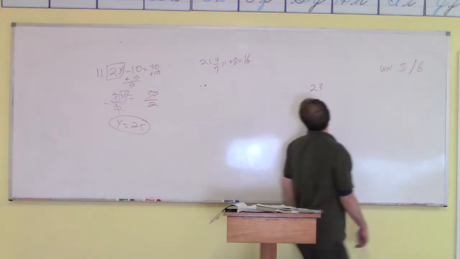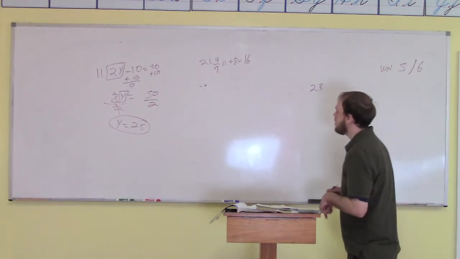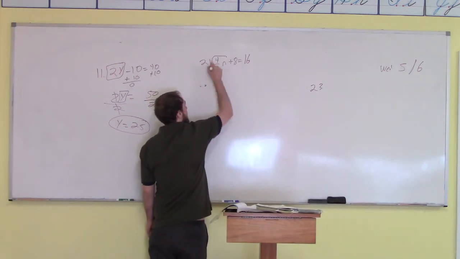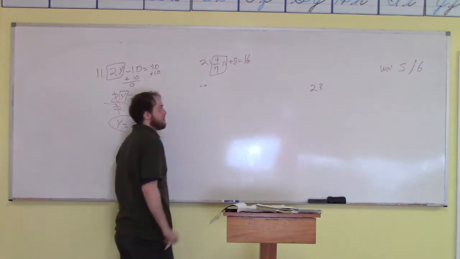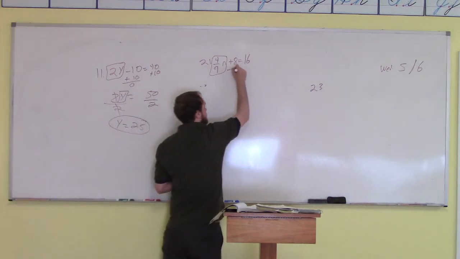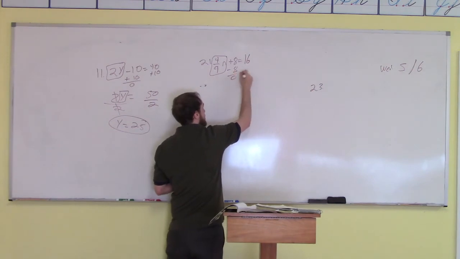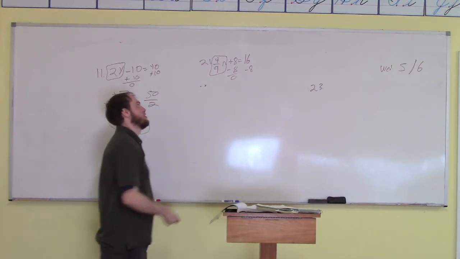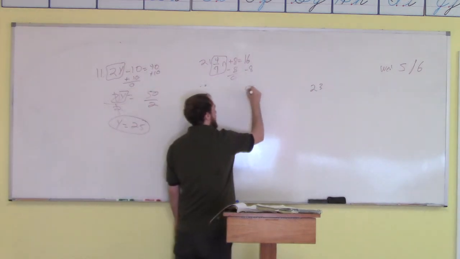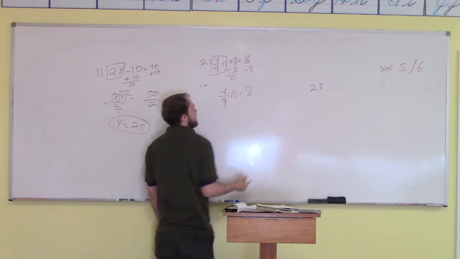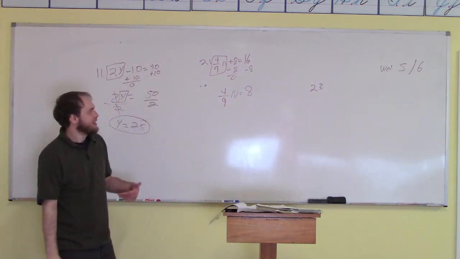Number 21 is going to throw a little bit of it all together. The first thing I have to do is get the variable by itself, so I have to get the 4/9 n by itself. I have a plus 8, so to get rid of it, I have to subtract 8. That goes to 0 as it should. If I subtract 8 on the left, I must subtract 8 on the right, and 16 minus 8 leaves me with 8. So now I have 4/9 n equals 8.